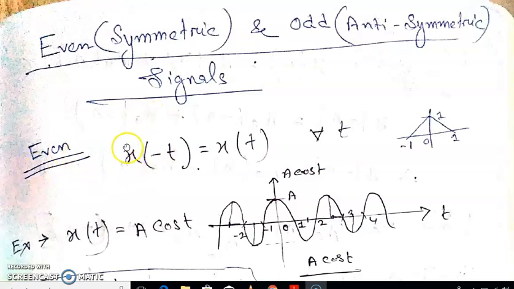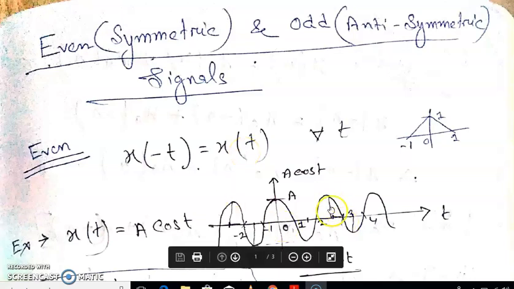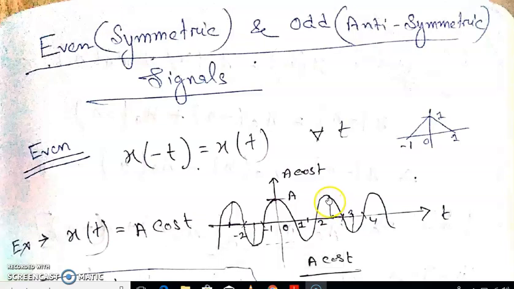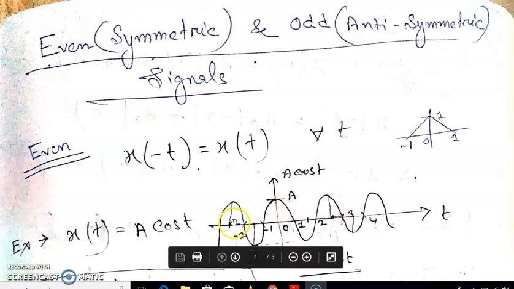For an even signal, x of minus t equals x of t. That means if you find the value of a signal at t equal to 5 seconds, say the value is 2, then for t equal to minus 5 seconds the value is again 2. So that is an even signal.